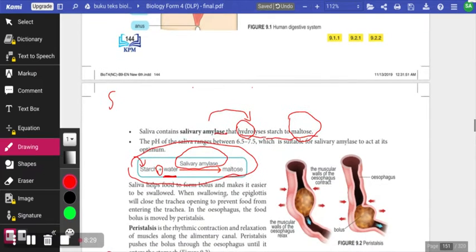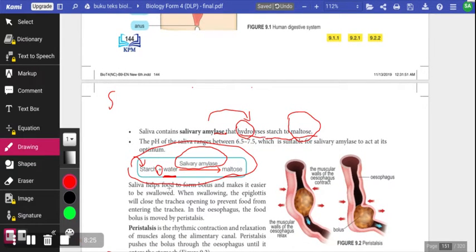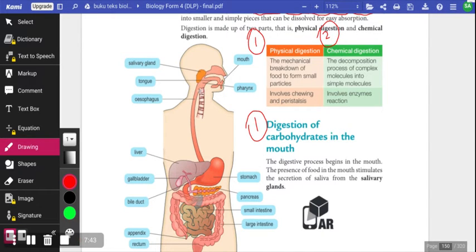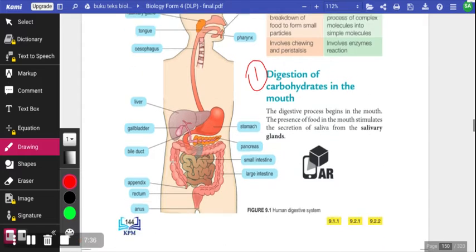Okay, then this saliva will help the food. Other than containing an enzyme, this saliva also helps to form a bolus. Bolus means when you eat food and chew it, the form you would spit out. That is a bolus. A bolus makes it easier to be swallowed. When swallowing, the epiglottis will close the trachea opening to prevent food from entering the trachea. As you can see here, this is the epiglottis. The epiglottis closes to prevent the food from entering the trachea, and the food goes to the esophagus instead.